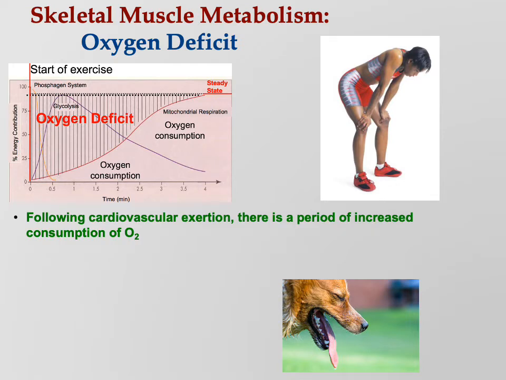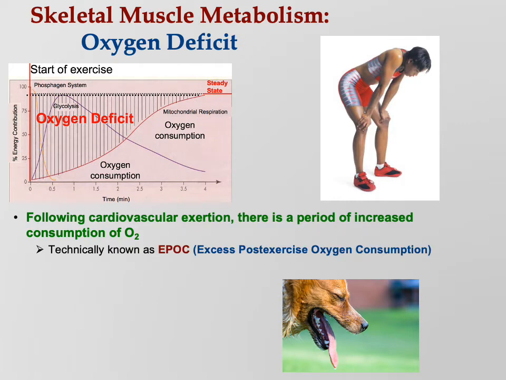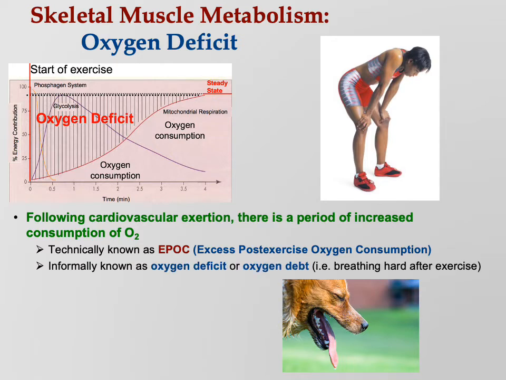So following cardiovascular exertion, there's a period of increased consumption of oxygen. In other words, you continue to breathe hard after you exercise for a minute or 2, depending on how long and how hard. Technically known as EPOC, excess post-exercise oxygen consumption, informally called oxygen deficit or oxygen debt. It just means you breathe hard after you exercise. So what's going on? Well, a lot of things.